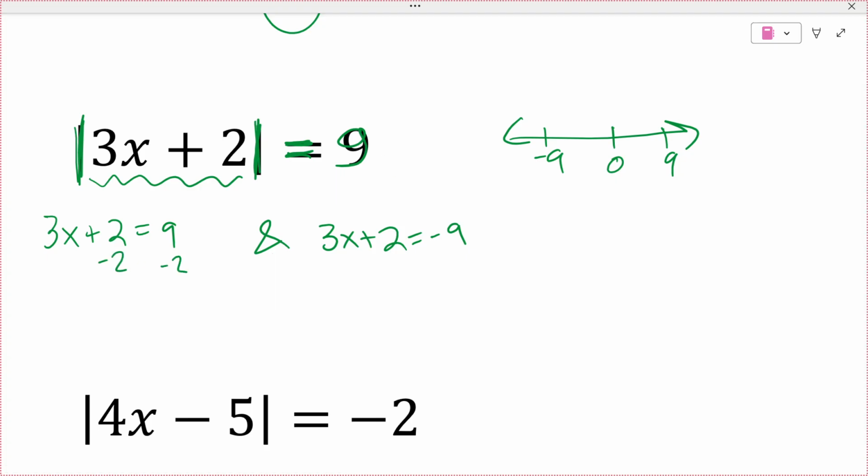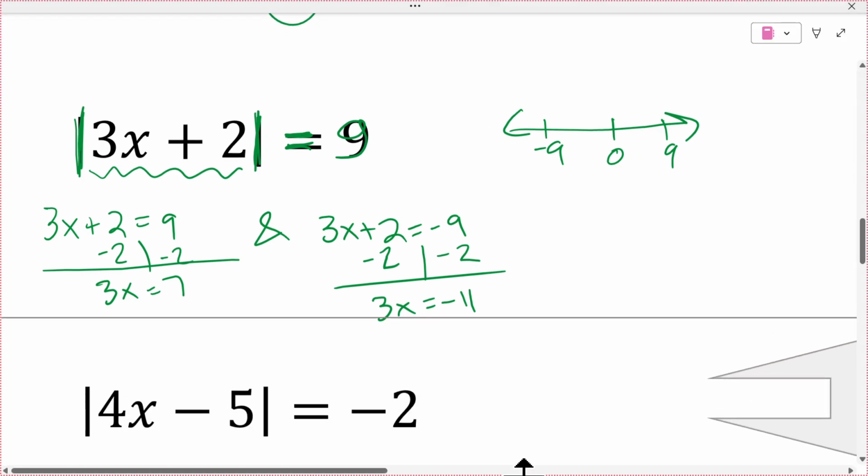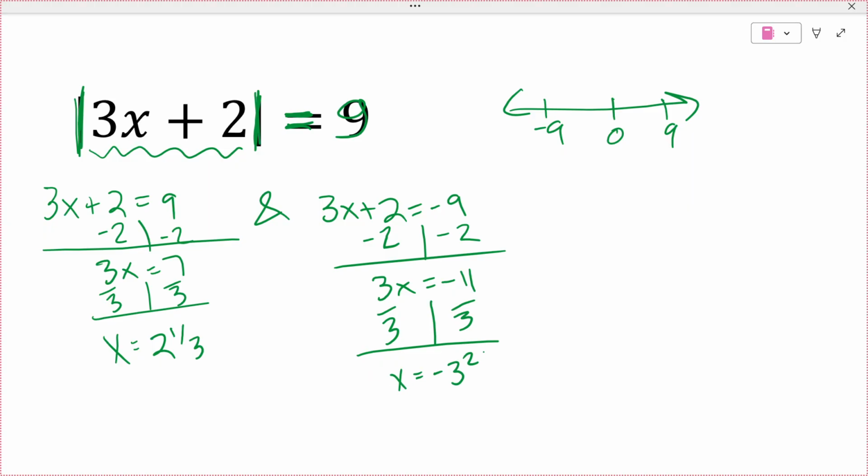So again, I solve both these two-step equations, usually with the adding and subtracting first. Then I do the multiplying and dividing. From here, divide by 3. It was convenient to myself to pick numbers that don't work out too nice. This should make 2 and 1/3. And this should make negative 3 and 2/3.